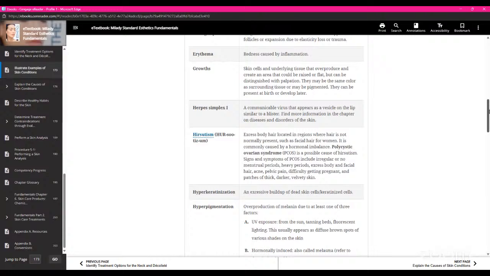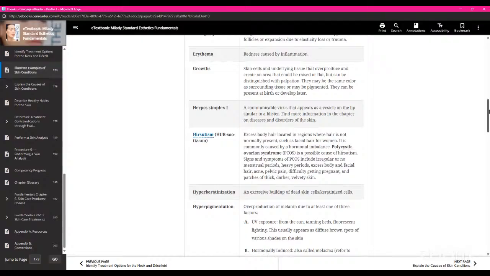And so you look at it as this. Why does a woman have a beard? She has hirsutism. She has an excessive amount of hair in places that women don't usually have hair. Okay. Definitely PCOS could be a possible cause of it.